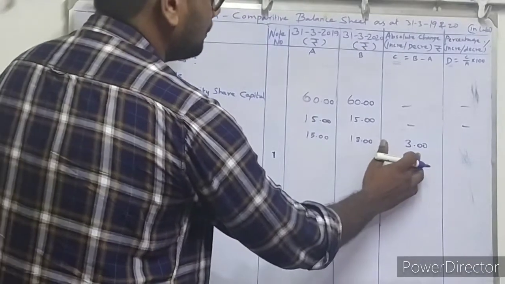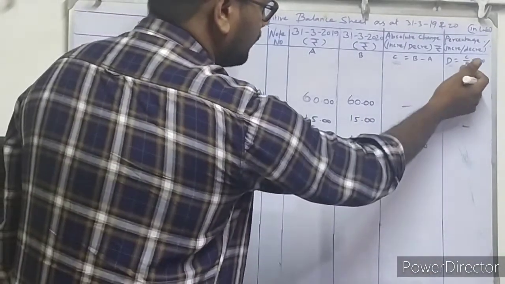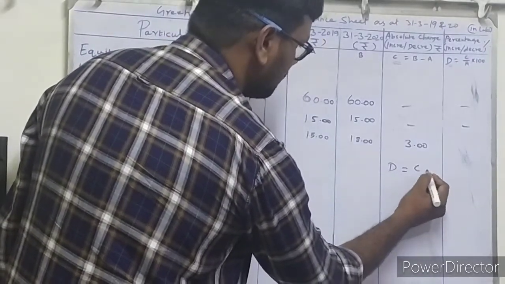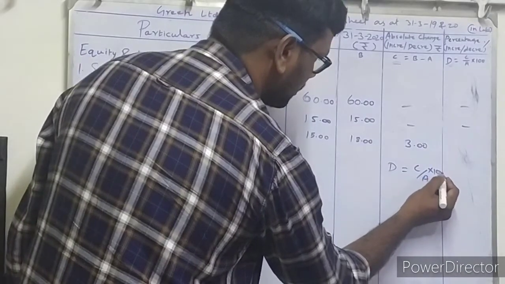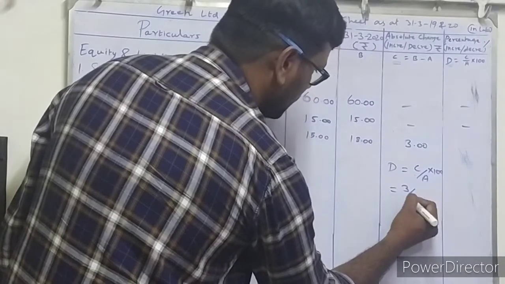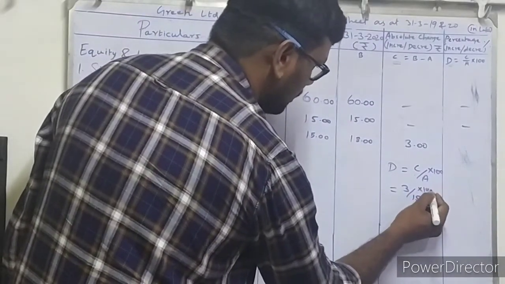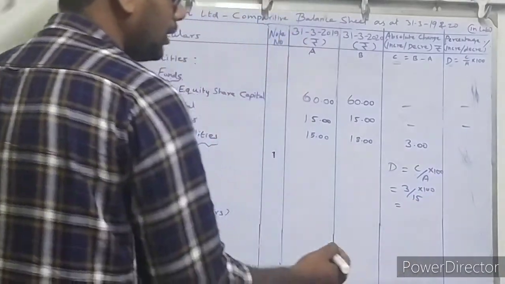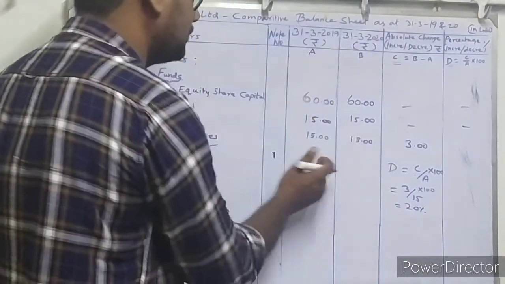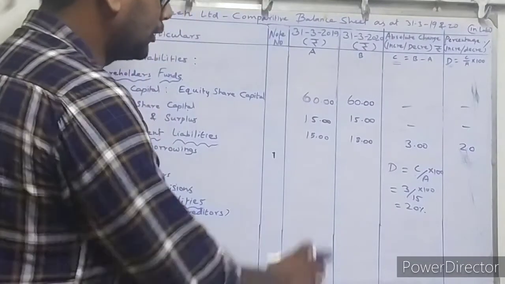So now, how many percentage is it increased? This C, what we found, divided by A. So I will calculate here. D is equal to C by A into 100. So C, what we found over here, that is 3 lakh rupees, divided by A, which is 15 lakh rupees, into 100. The answer will be 20 percentage. 20 percentage is increased compared with the previous year. So that 20 we are going to write over here. Can you get my point?